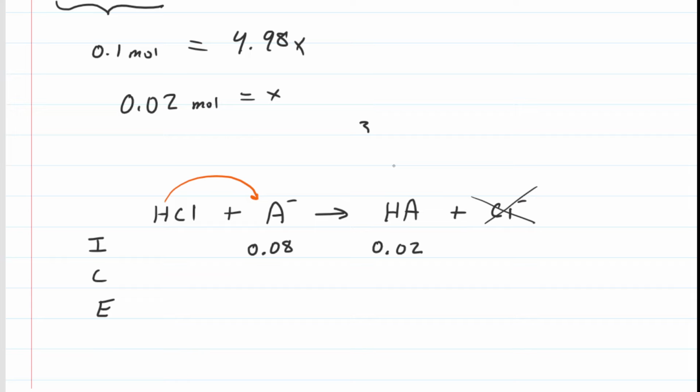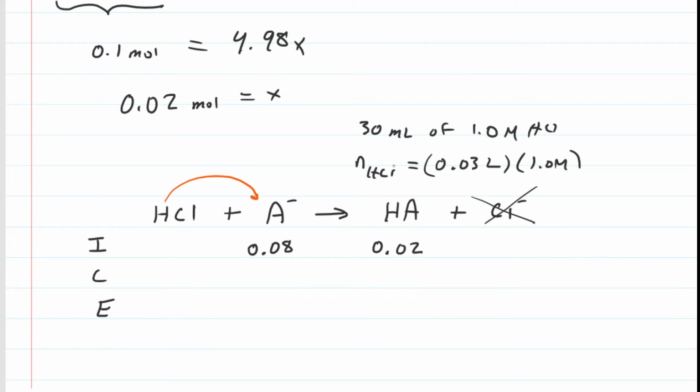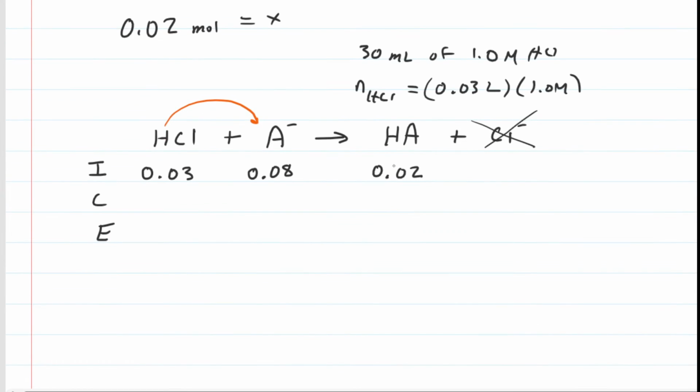Now we just added 30 mils of 1 molar HCl. Recall that the moles of HCl would equal the volume, which is 0.03 liters, notice the conversion into liters, times the molarity of 1 molar. So we work that out and we get 0.03 moles. That's the initial number of moles of HCl added to this solution. Now the reaction goes to completion because HCl is a strong acid. Going to completion means that the fewest number of moles will be reacted. It's a limiting reactant problem.